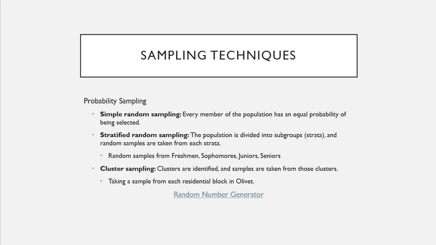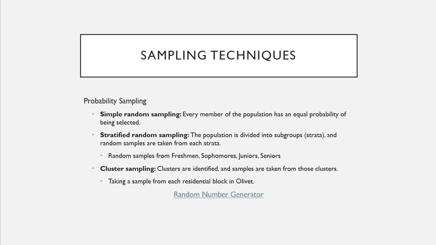This is different from simple random sampling because if I just did a simple random sample of 200 people at Olivet College, I could possibly get all seniors, and I wouldn't have any freshmen, sophomores, or juniors. So when I am concerned about getting a sample of people at certain strata or certain levels of a group, I need to find out what those strata are and then sample from each of those strata to get what I want.